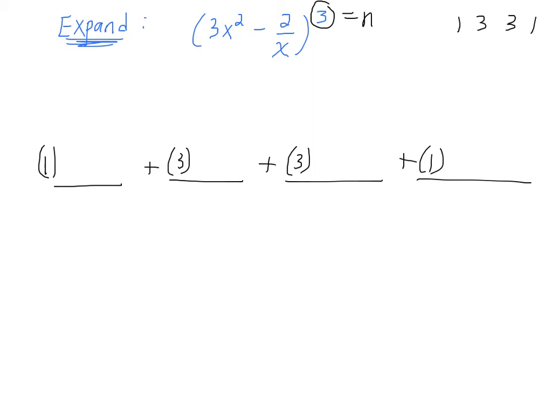So here's where it gets a little more complicated. Now we have this 3x squared. That is our first term. That is going to get raised to the power of 3. And then we're going to have 3x squared raised to the power of 2. Hopefully you can see why it's important to include parentheses, right?